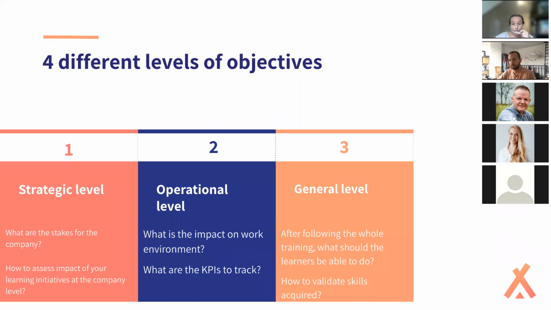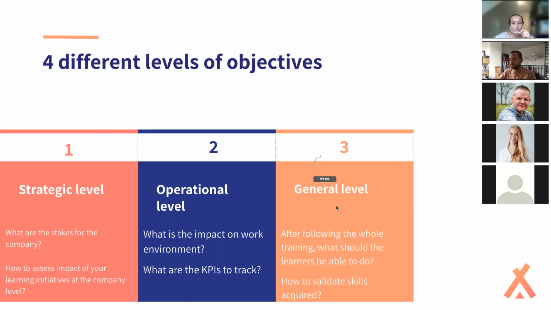Then you have the third level, which is the general level. Here it's directly related to the training course. When you create this learning program, you have to think about what the learners should be able to do, what capability they need to have, the skills, and it's really related to action verbs. Again, it will help you to validate the skills at the end of this learning program, so how you will assess the skills acquired.